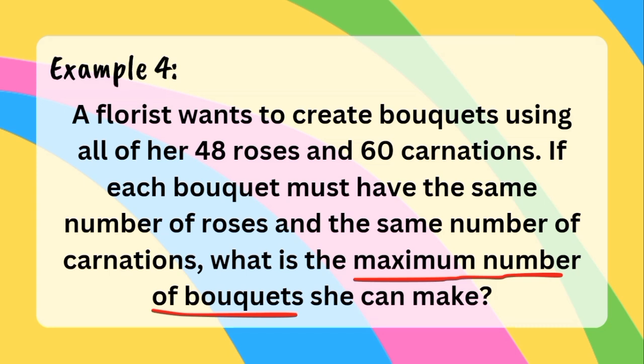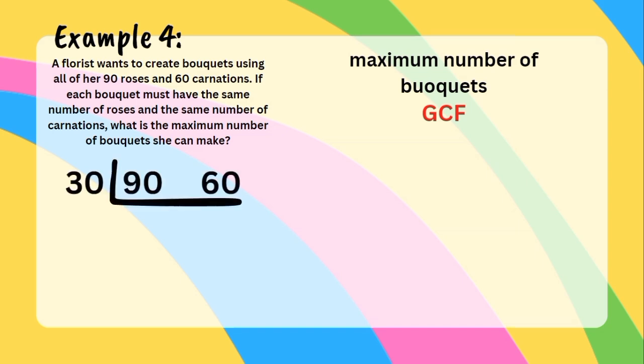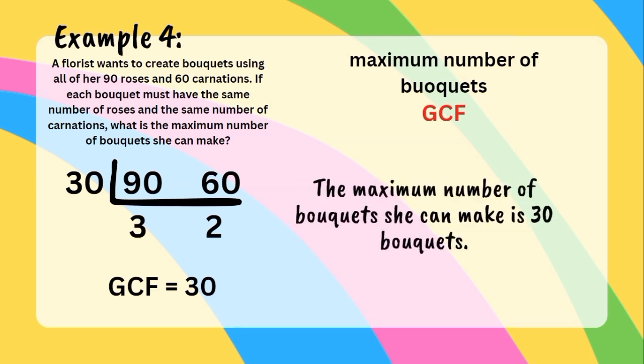So therefore, we will use the GCF. That's it. So again, 90 and 60, long division. So 90 and 60 are both divisible by 30. 90 divided by 30 is 3 and 60 divided by 30 is 2. 3 and 2 are already prime numbers, so therefore they have no factors other than 1. So for me to look for the GCF, I'm just going to look on the left side and I only have 30, so therefore the GCF is 30. So therefore I conclude that the maximum number of bouquets you can make is 30 bouquets.